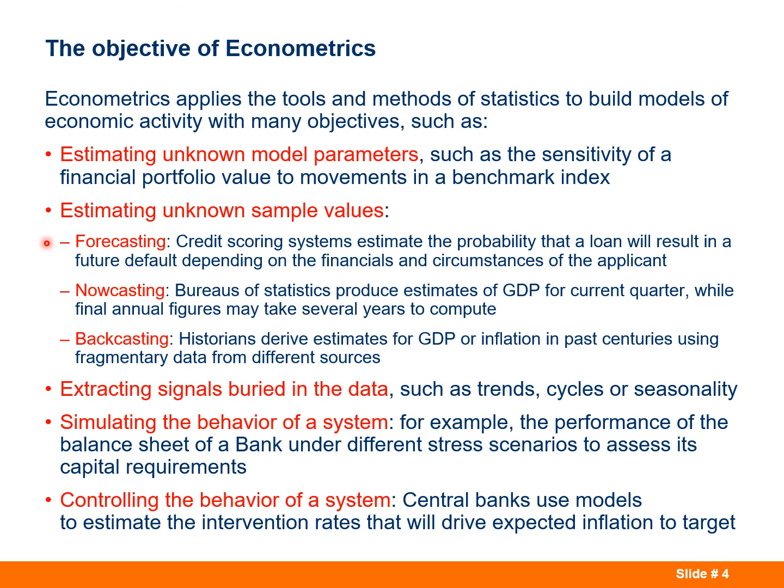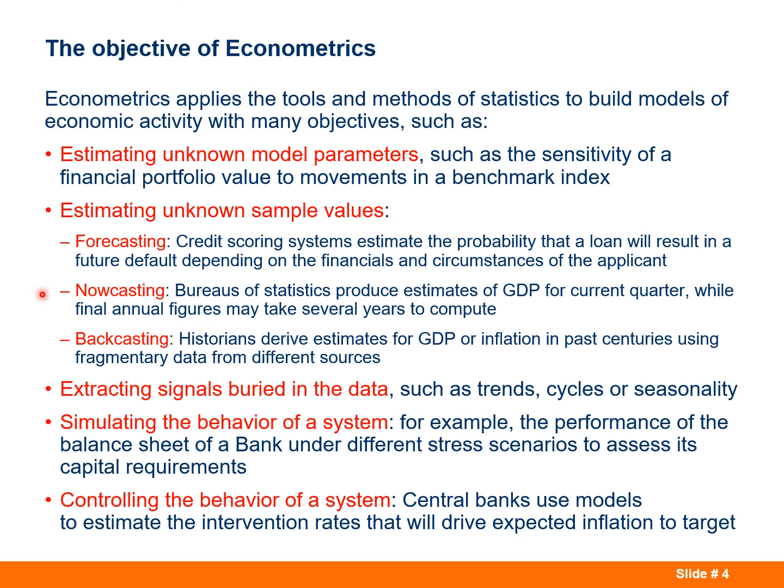For example, credit scoring systems estimate the probability that a loan will result in a future default, depending on the financial circumstances of the applicant. A second, different type of estimation of unknown sample values is called nowcasting. Forecasting is estimating a value which is in the future. Nowcasting is estimating a value which is happening now.